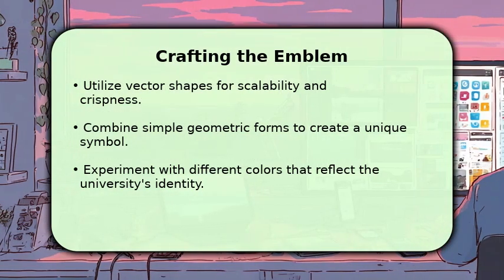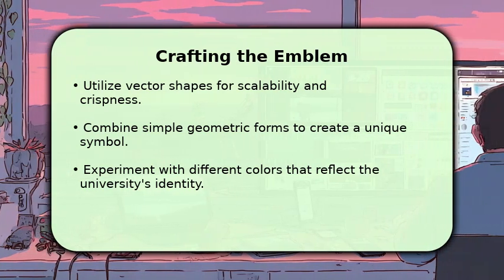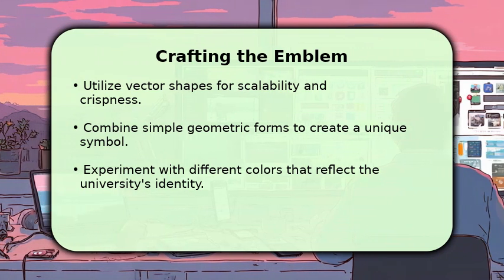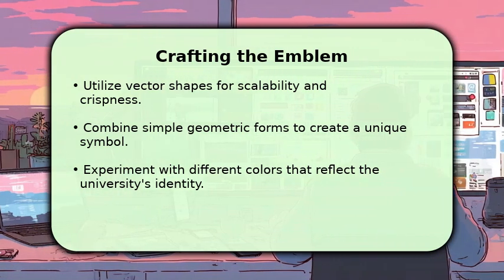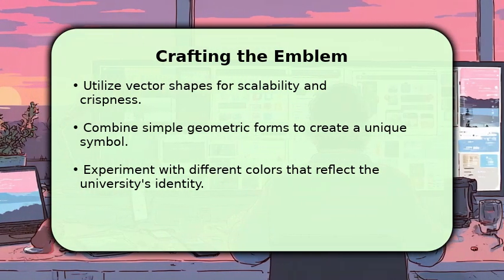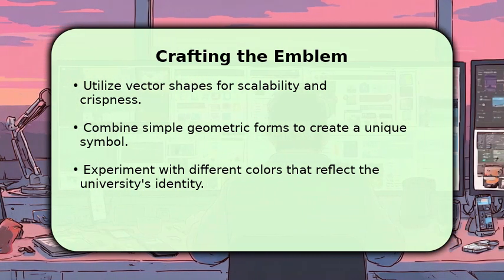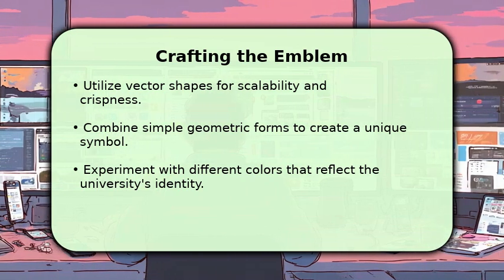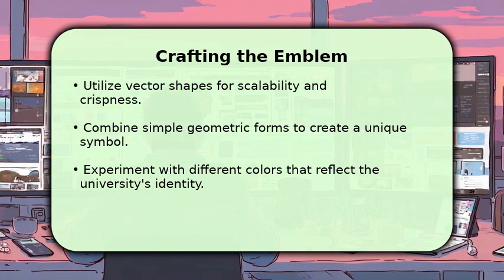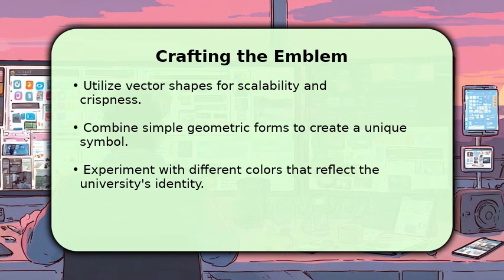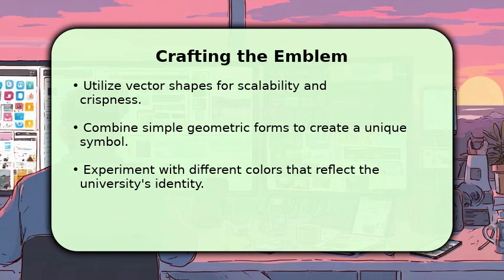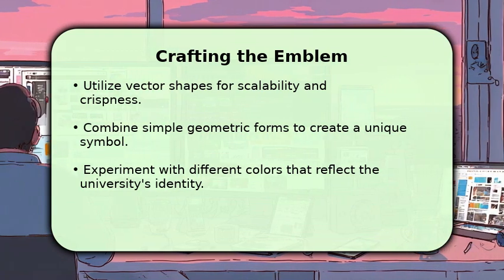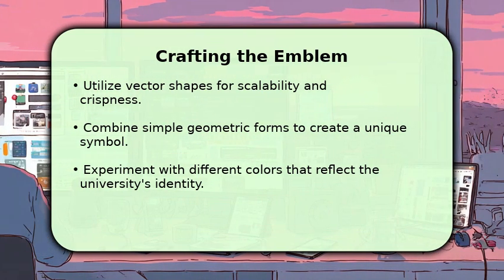Next, we'll focus on crafting the central emblem or icon of your university logo. It's best to use Photoshop's vector shape tools, like the rectangle or ellipse, as these maintain sharpness at any size. Combine these basic shapes to form a distinctive symbol that represents the institution's values. Don't be afraid to experiment with various color palettes. Typically, 2 to 3 primary colors work well to convey a strong brand identity. This step defines the visual core of your logo.